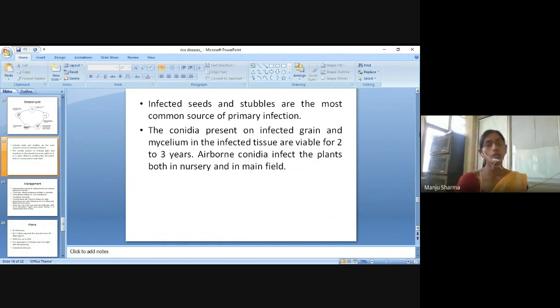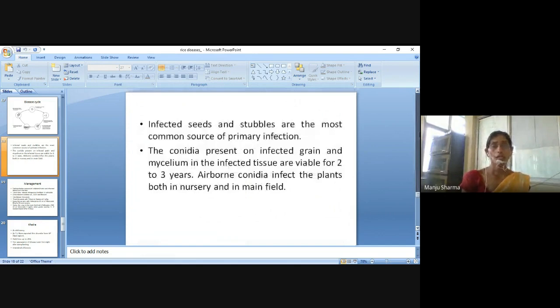The conidia present on infected grain and mycelium in the infected tissue are viable for 2 to 3 years. Airborne conidia infect the plant both in nursery and in main field. Infected seeds and stubbles are the most common source of primary infection.